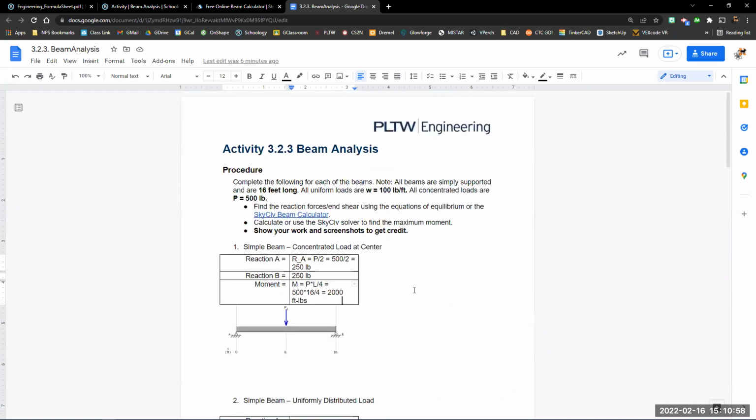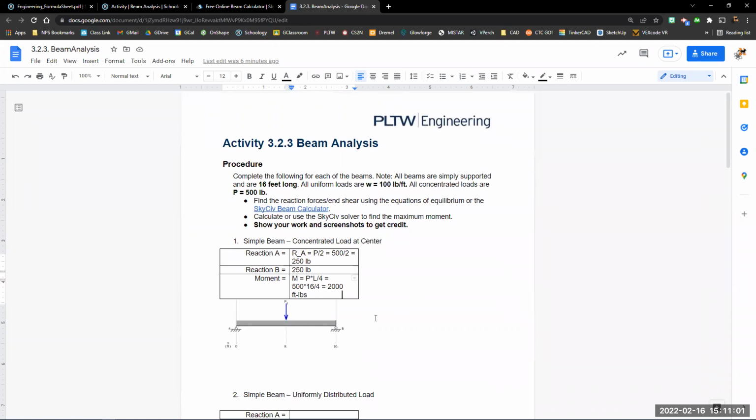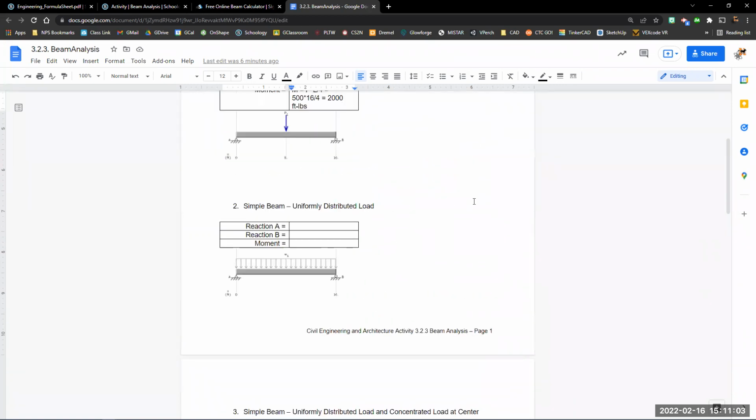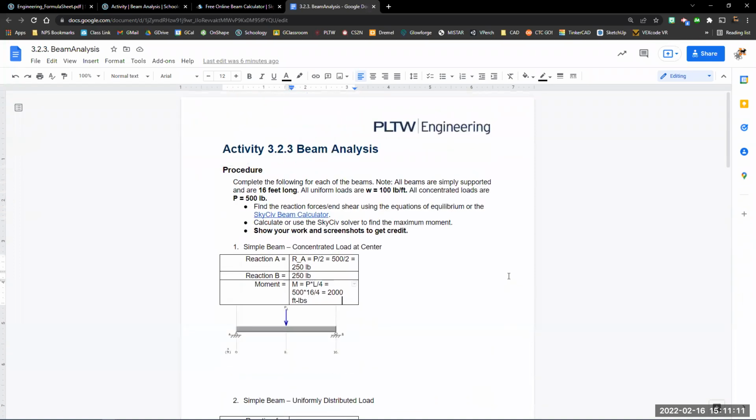For all of them, though, please do put them into SkyCiv. That's a good way to check your work, as well as having the shear and moment diagrams to be able to show them graphically. All right, so that's your walkthrough, guys.